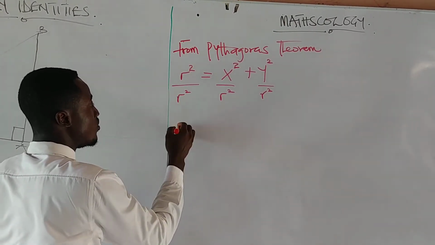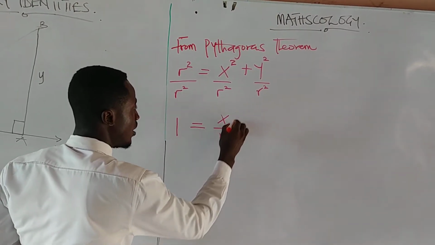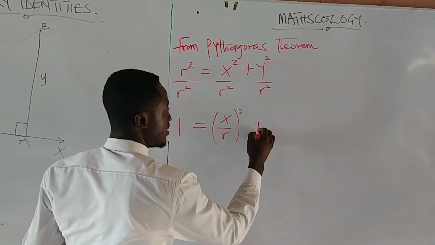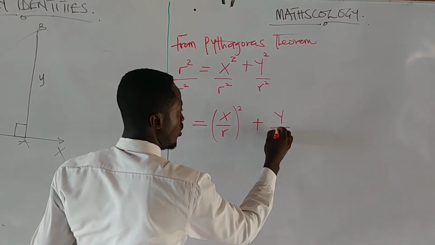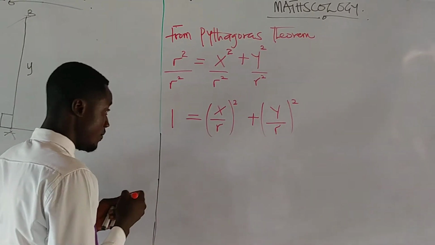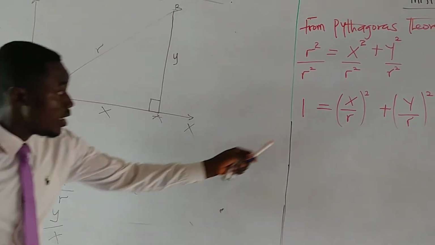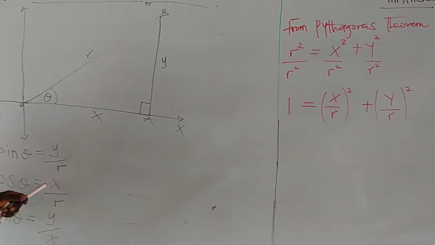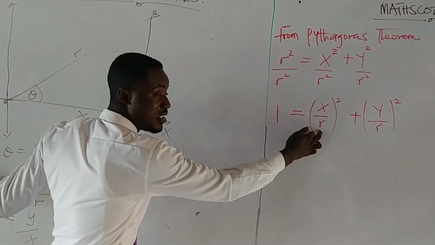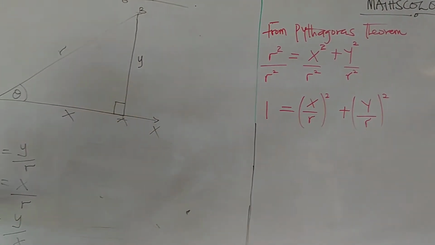R squared on r squared will give us 1. This will be equal to x on r all squared plus y on r all squared. Now, let's come back here. X on r is the same as cos theta. So now you are coming to substitute cos theta into this equation.